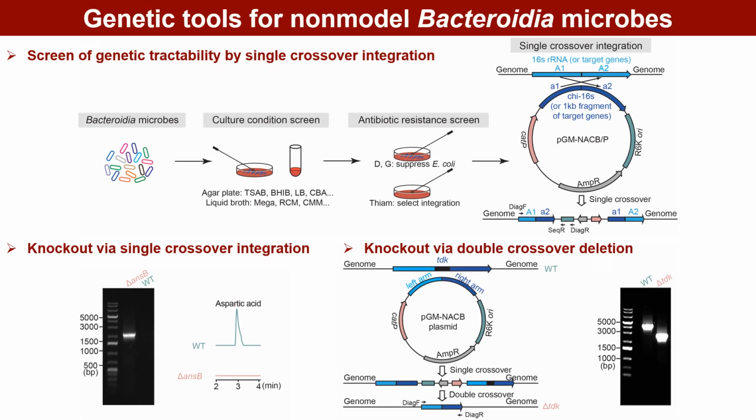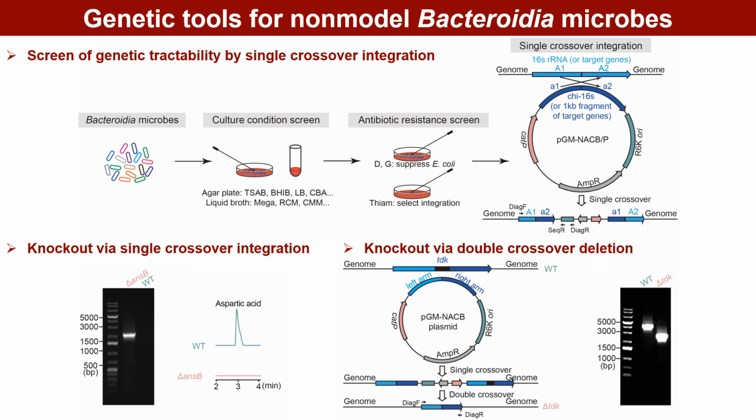For Bacteroidia microbes, we first screened the culture condition and antibiotic resistance, and we selected 16S rRNA as a common target gene. Then we used single crossover integration to evaluate the genetic tractability. After this, we were able to knock out other target genes of interest.